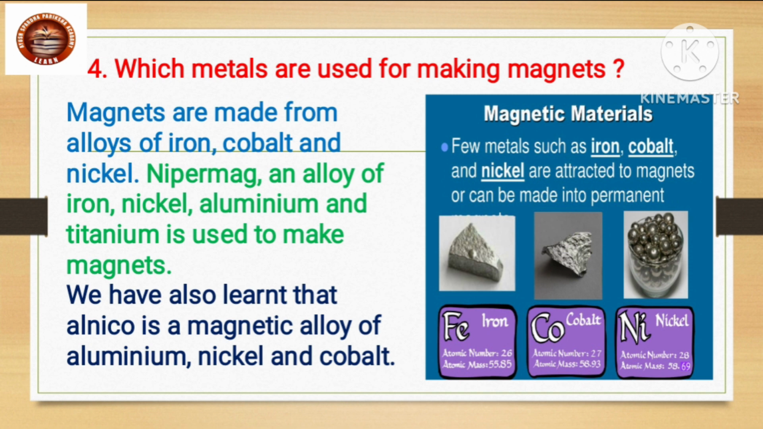Question fourth. Which metals are used for making magnets? Answer. Magnets are made from alloys of iron, cobalt and nickel. Nipermag, an alloy of iron, nickel, aluminium and titanium, is used to make magnets. We have also learned that alnico is a magnetic alloy of aluminium, nickel and cobalt.